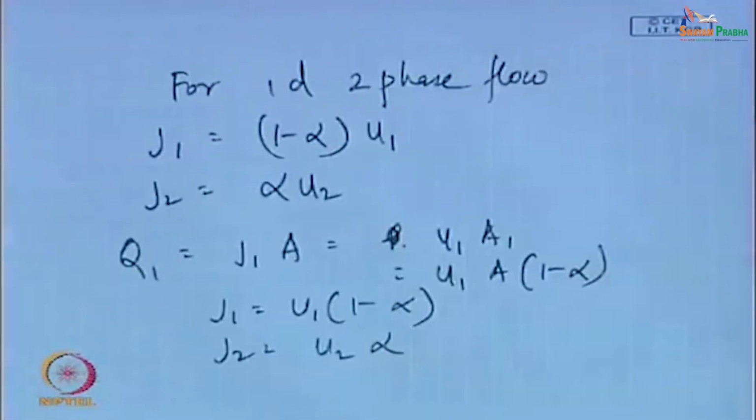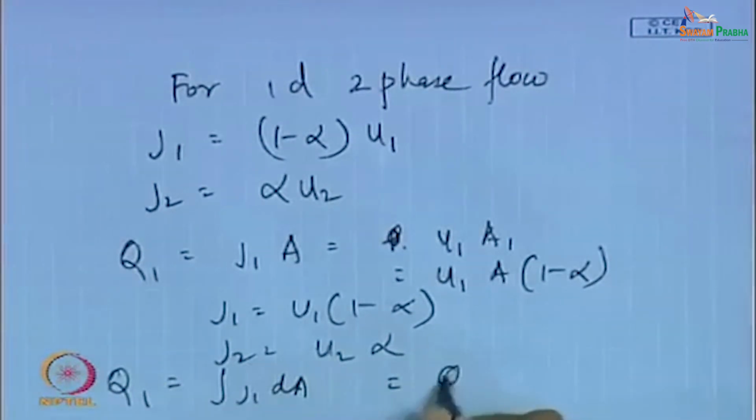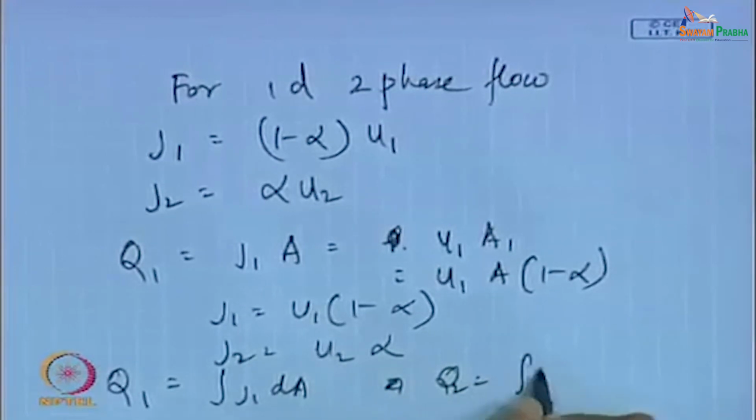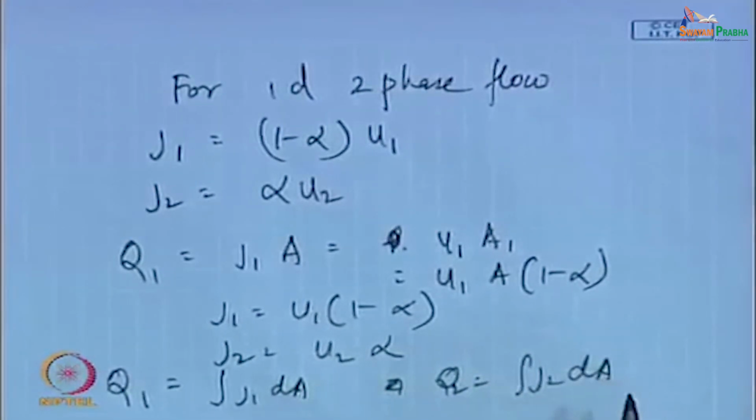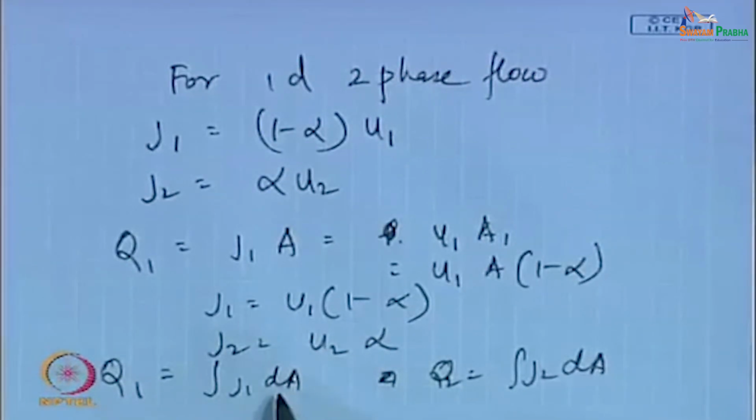From here we can get Q1, as I have told you, it is the integral of J1 dA, and Q2 is the integral of J2 dA. So when J1 and J2 vary across the cross section, when we are not considering one dimensional flows, then the integral signs have to be given, and the variation of J1 and J2 with area has to be incorporated in these mathematical expressions. If J1 and J2 do not vary with cross section, then it is J1A and J2A.